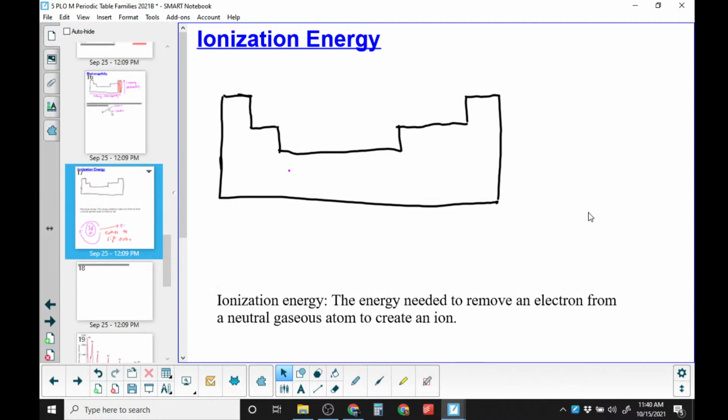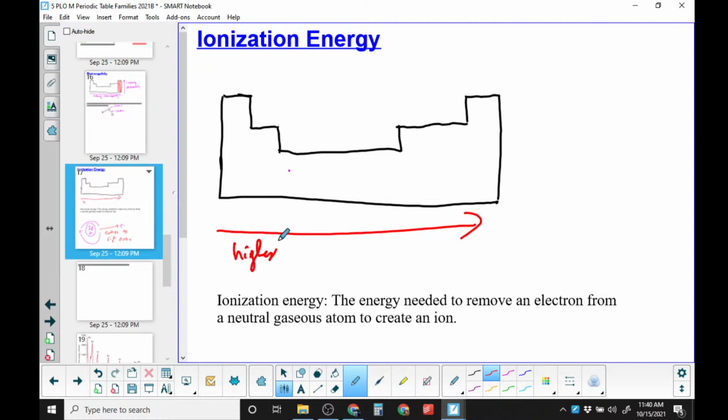Sasha's group. For Sasha. Excellent. Pick either across or up, down. Across. What is the trend in ionization energy across? It increases to the right. Highest ionization energy. If you had decreases to the left, that would also be the same thing.